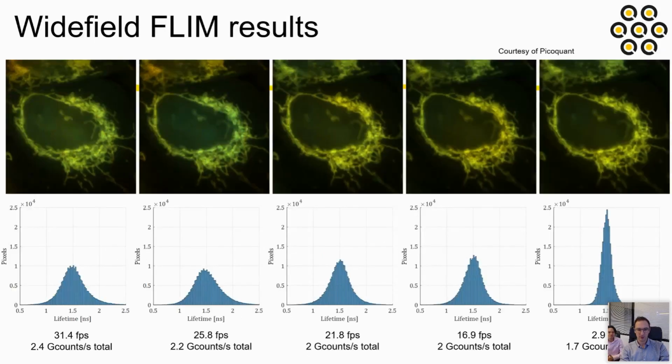And I would like to finalize the presentation just by showing the different data throughputs that we have in SPAD image sensors and what FLIM frame rate this enables, going all the way to really video rate FLIM.